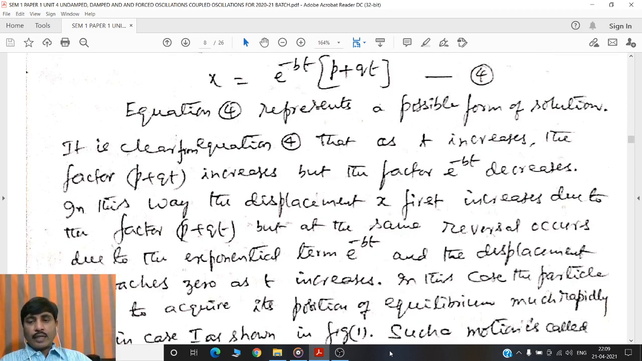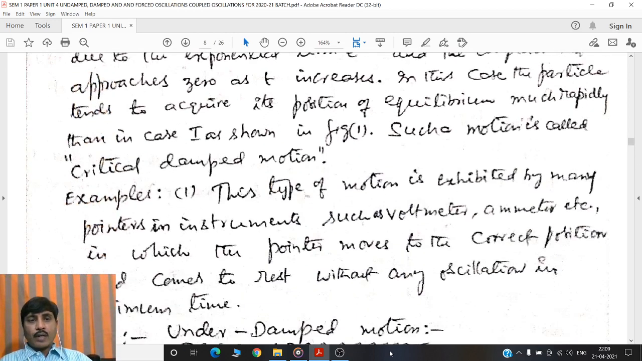and the displacement approaches 0 as t increases. In this case, the particle tends to acquire its position of equilibrium much more rapidly than in case 1, as shown in the figure. Such a motion is called critically damped motion. Examples: this type of motion is exhibited by many pointer instruments such as voltmeter, ammeter, etc., in which the pointer moves to the correct position and comes to rest without performing any oscillations in minimum time.